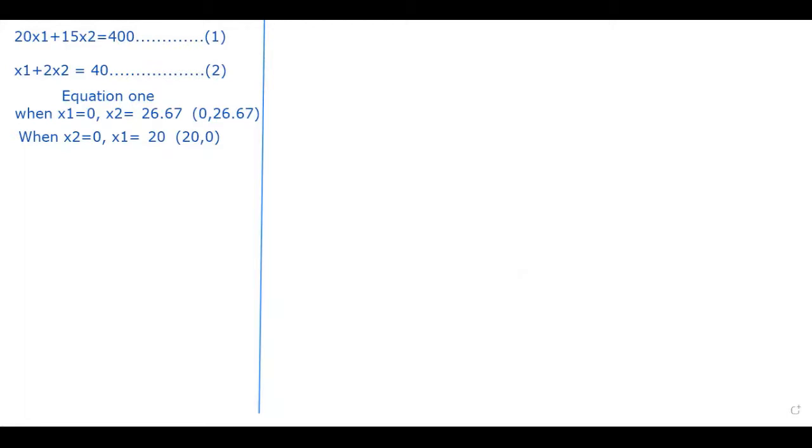Okay, so let's do the same for equation 2. Someone should do the calculation, papa, and tell me the answers. I'm not going to waste time doing the calculation with you. So first of all, when x1 is 0, we are dealing with equation 2. When x1 is 0, what will be the value of x2? Please tell me the answer. 20. So when x1 is 0, s2 is 20. Okay, thank you. So the coordinate will be 0, 20, right?